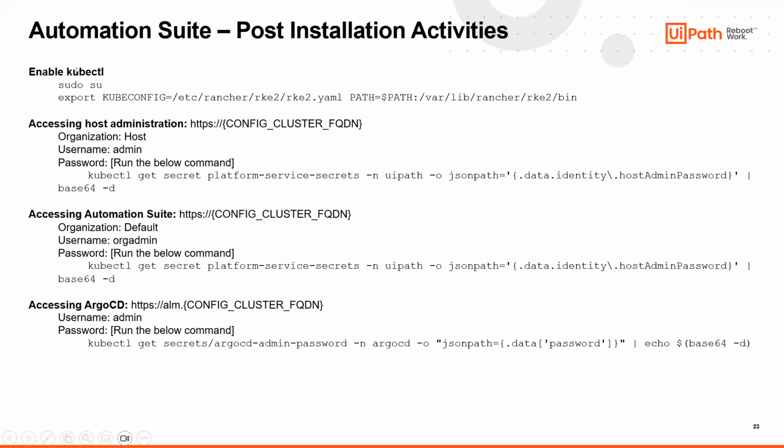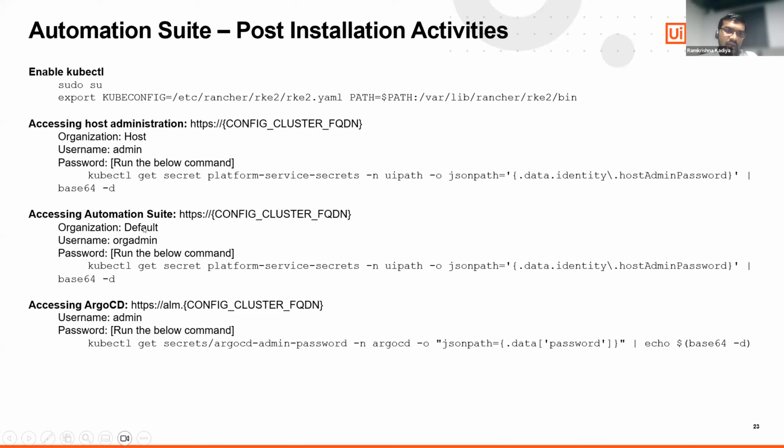Yes, we can see. So these are the post installation activities. How to enable kubectl command: this is the command that we need to run with sudo access to access kubectl. Then accessing host administration: for that we need to set organizer as host on the login window. We need to set username as admin, and the password we can get by this particular command. Unfortunately, I'm not able to demonstrate this command because our servers are getting restarted.